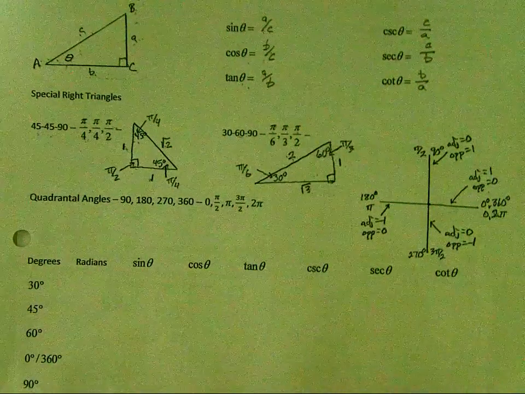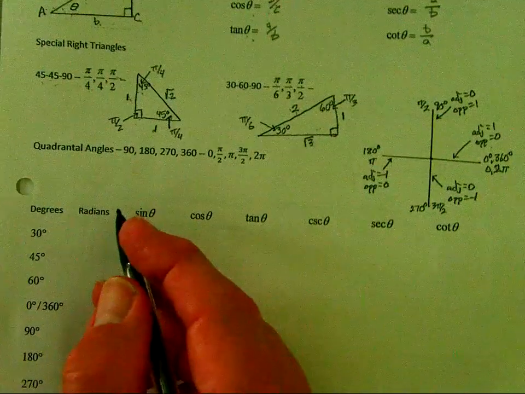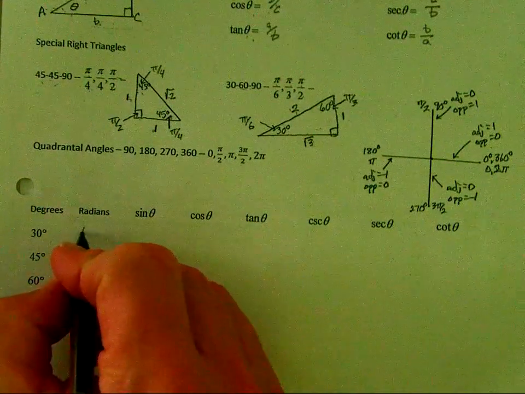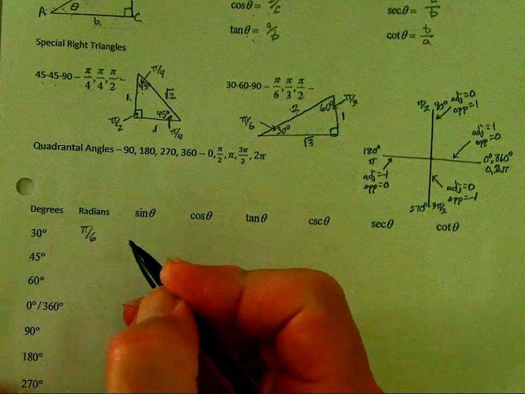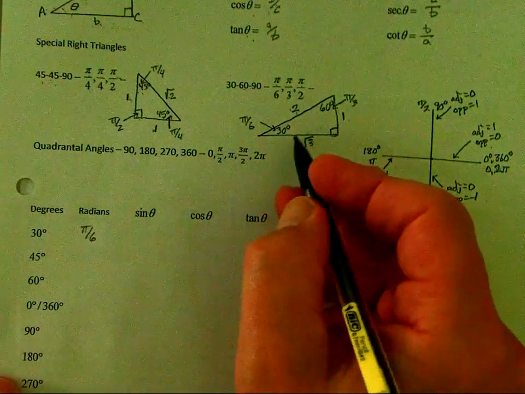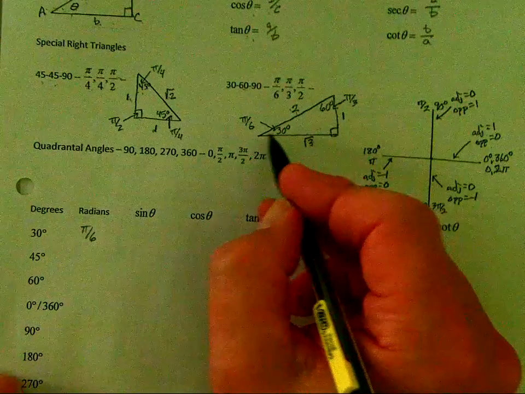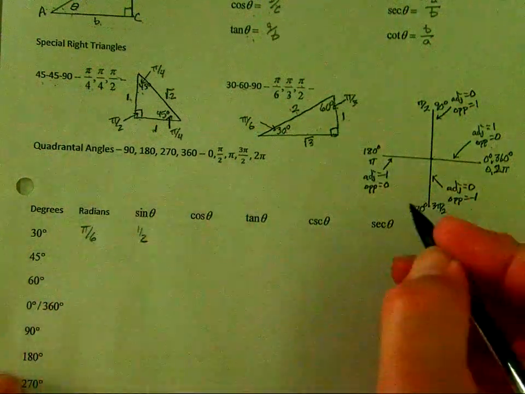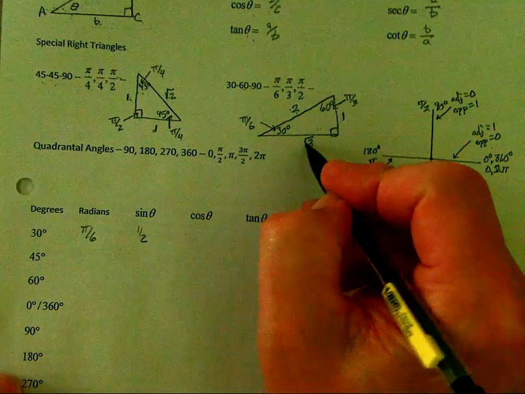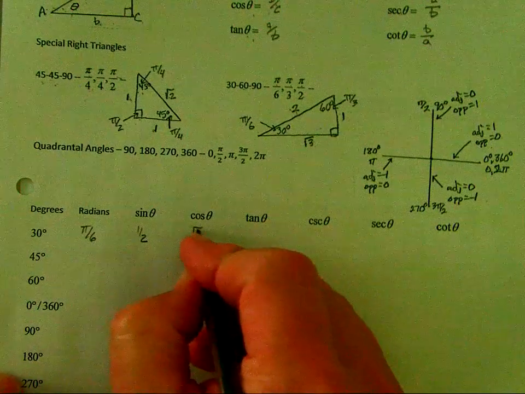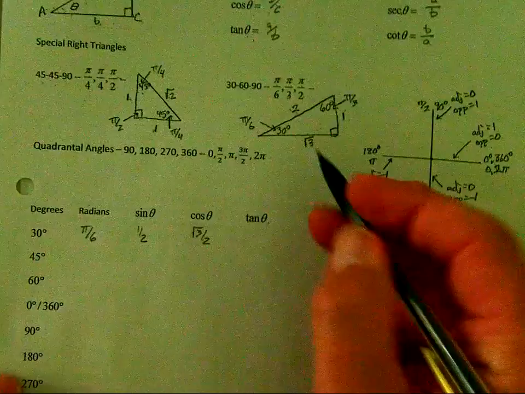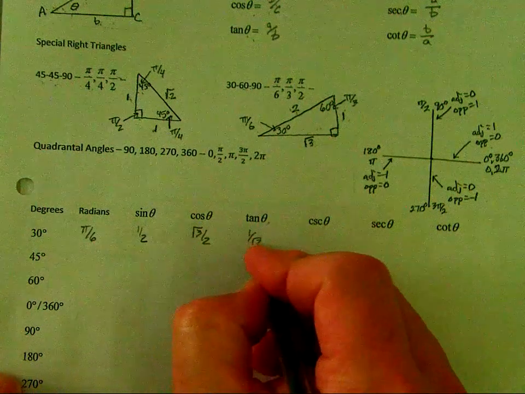So if we go down here and start filling this table, and these are things that we'll do, like 30 degrees, well, in radians, that's pi over 6. If we go up to this figure, the sine of pi over 6 is opposite over hypotenuse, that's 1/2. The cosine is adjacent over hypotenuse, that's radical 3 over 2. The tangent is opposite over adjacent, that's 1 over radical 3.